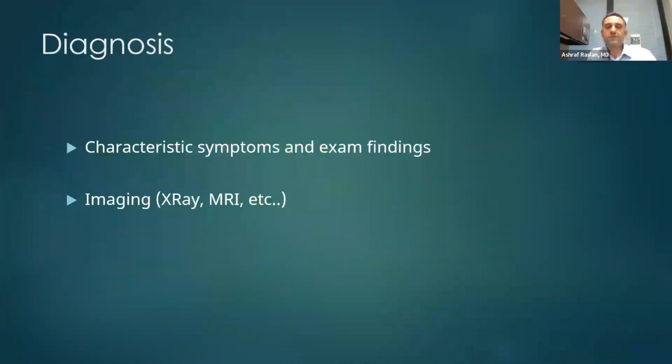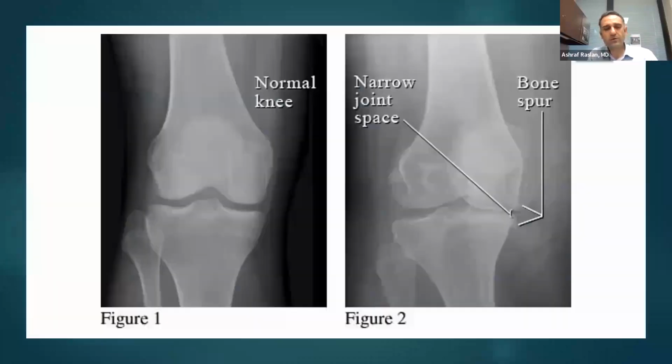But if the symptoms are not clear, or if we need to assess the severity of the osteoarthritis, then imaging is usually a great way of looking at the joint. X-ray is what we start with. In some cases, we get an MRI for better evaluation. So we see here the normal knee joint that we looked at before, and this is how osteoarthritis would look in a knee joint.